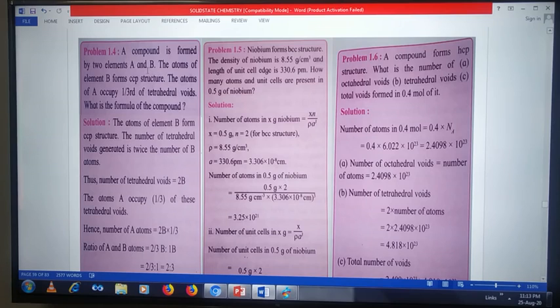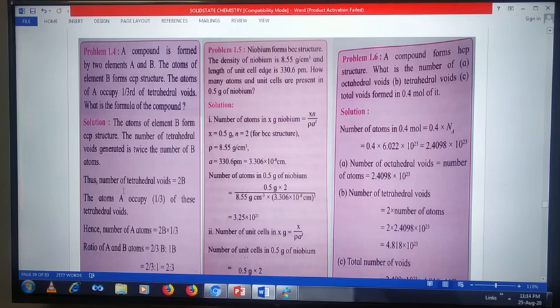So the compound shows that the atoms of element B form a cubic closed pack structure, and the atoms of A occupy 1/3 of the tetrahedral voids. That means atoms A are present in the tetrahedral voids and B are at the lattice points. So remember this one. We have to show the relation of A to B, because B is the main constituent particle and A are just like an interstitial occupant of the tetrahedral voids. We know the relation between the number of particles and the number of voids. So the number of tetrahedral voids generated is exactly double the number of B atoms. That is, tetrahedral voids are equal to 2n. So the number of tetrahedral voids is exactly double B, that is 2b.